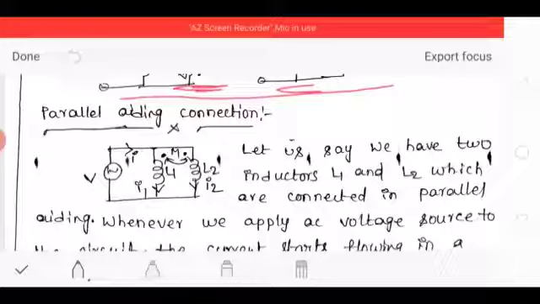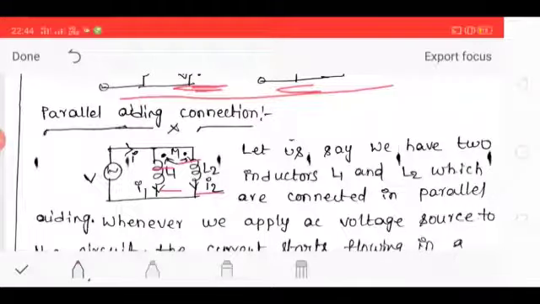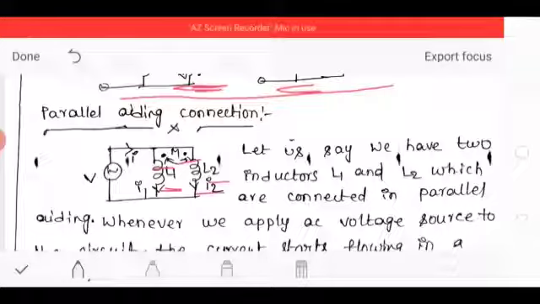So here the applied voltage equals V, with the first coil and the second coil. At these points the currents are entering, so this connection is called parallel aiding connection. First coil inductance value L1, second coil inductance equals L2, first coil current equals I1, second coil current equals I2, and total current equals I.